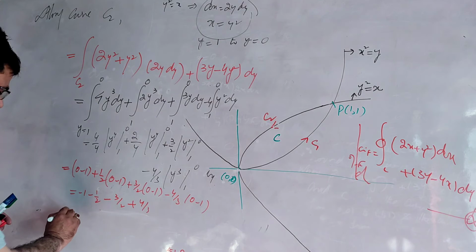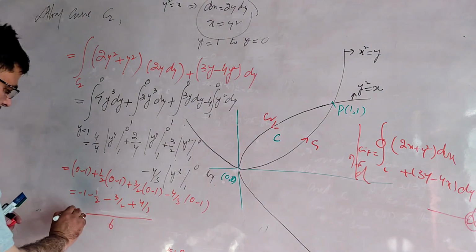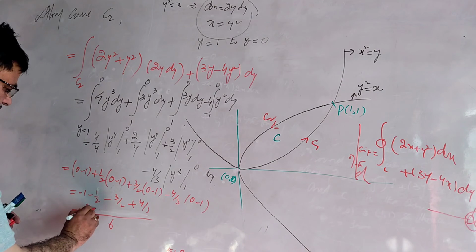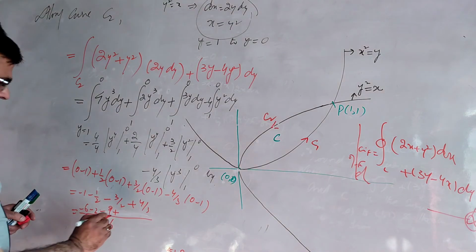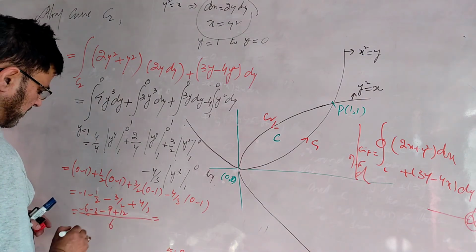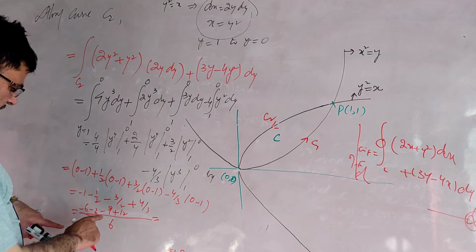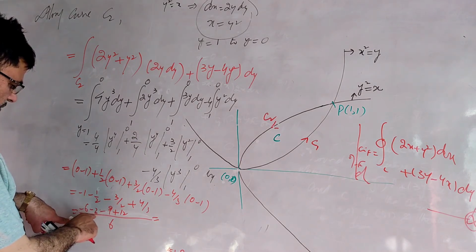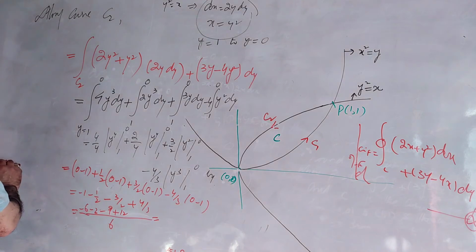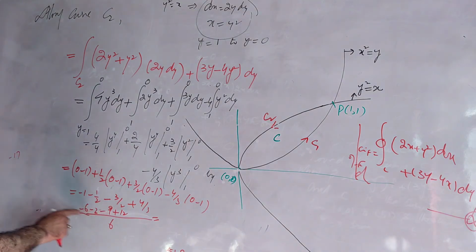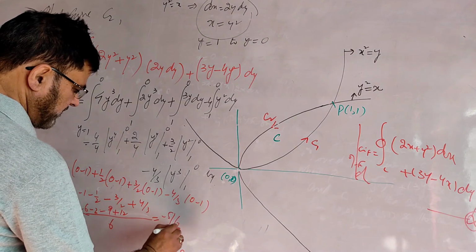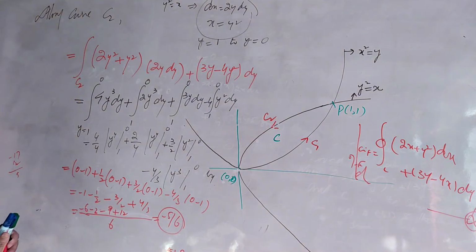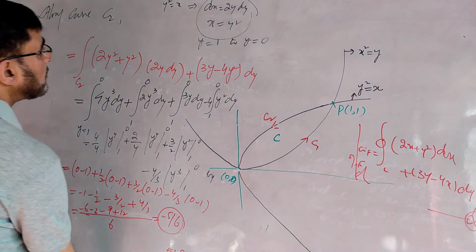Let me take here the simple way, 6 as LCM. This is minus 6, this is minus 3, this is minus 9, this is 12. And what is this now? It is 9 plus 2, 11, minus 17, 12. It is minus 5 by 6. This is minus 5 by 6. You will check it at your places.